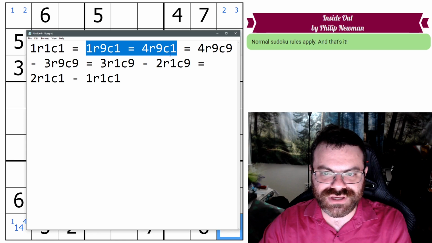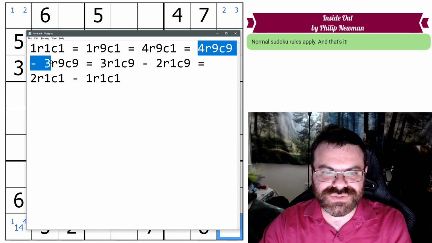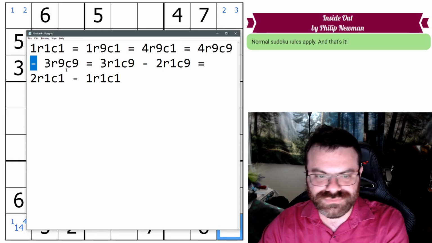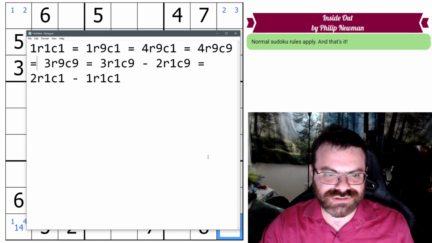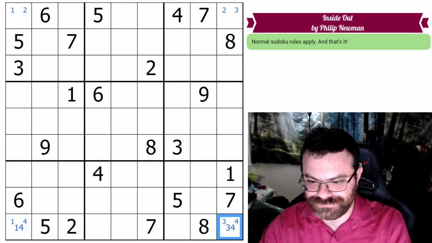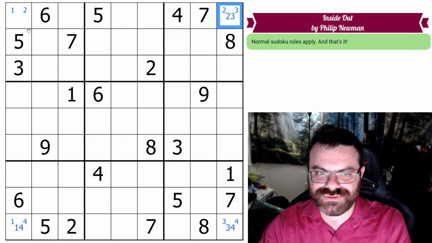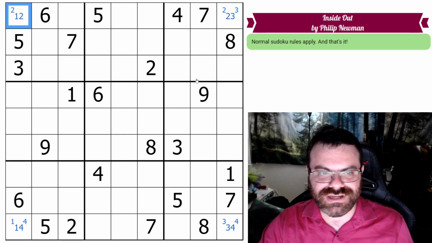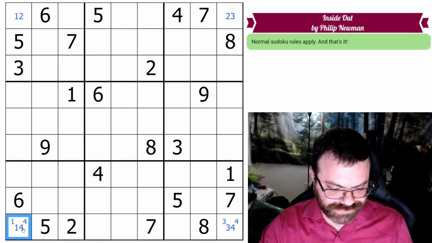So if I just keep going along, I have this weak link between the 4 and the 3 in row 9, column 9. Guess what? That's now a strong link. This is now a 3 or a 4. Here, this is a 2 or a 3. This is a 1 or a 2. So now I can get rid of these corner marks so we don't have any confusion here.